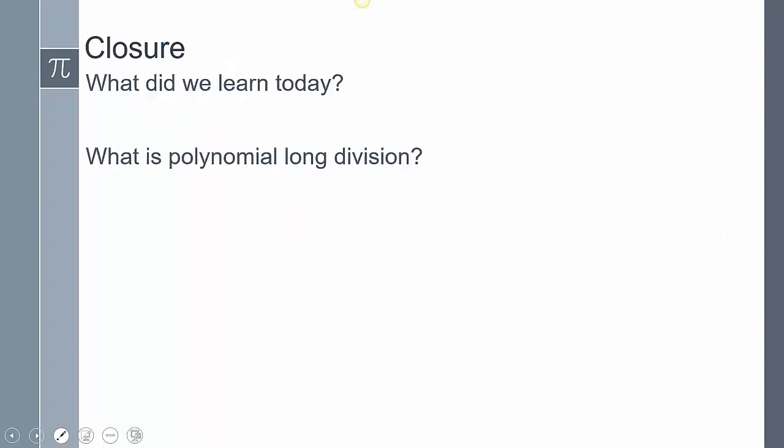So what did we learn today? We talked about polynomial long division, and polynomial long division is basically just like regular division, except we're dividing with polynomials.